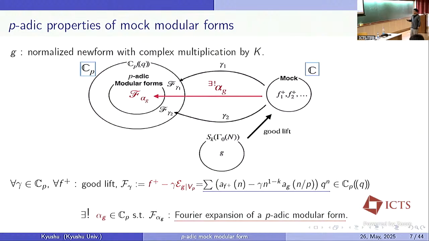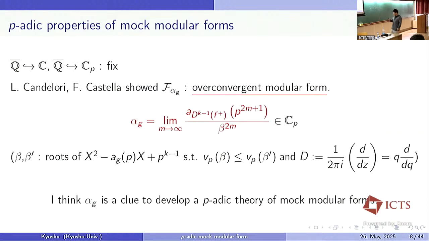However, there exists exactly one p-adic number alpha Z, depending only on Z, such that Mascara F alpha Z is equal to a p-adic modular form. And furthermore, Candelori and Castella showed this Mascara F alpha Z is an overconvergent modular form.